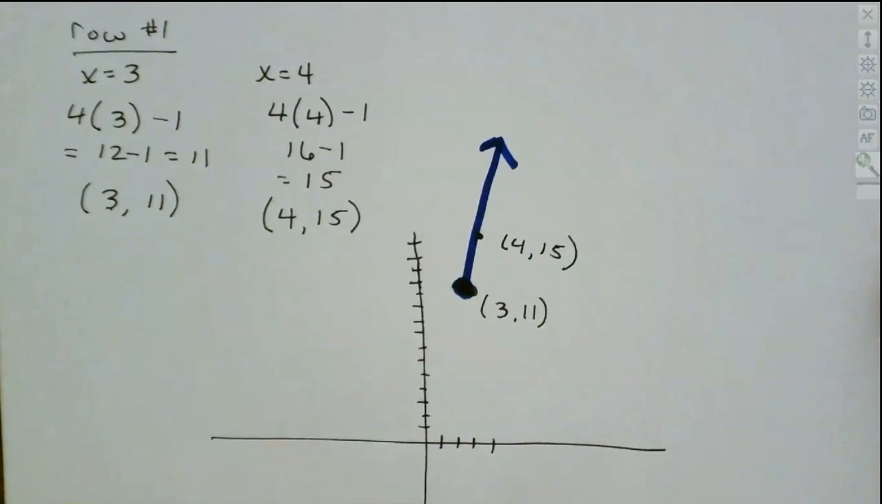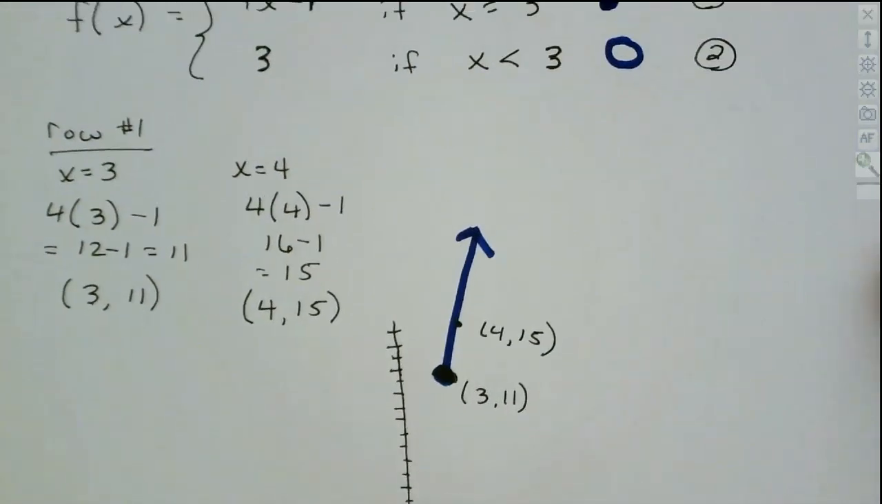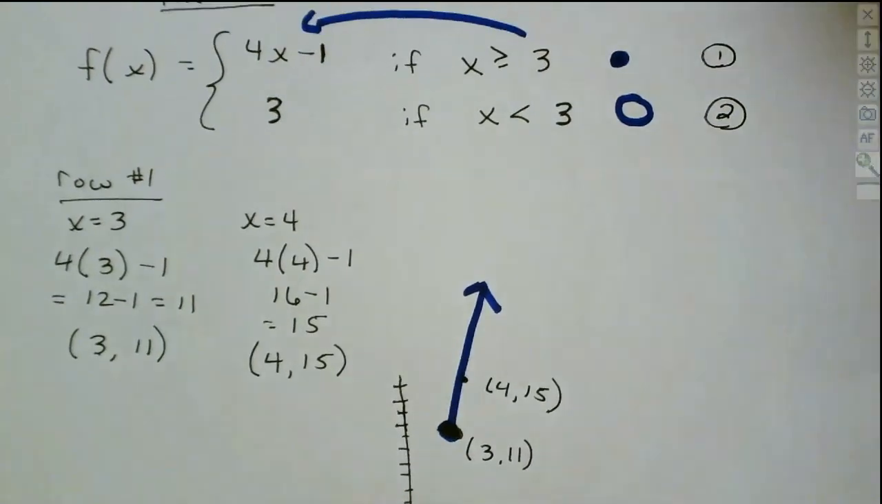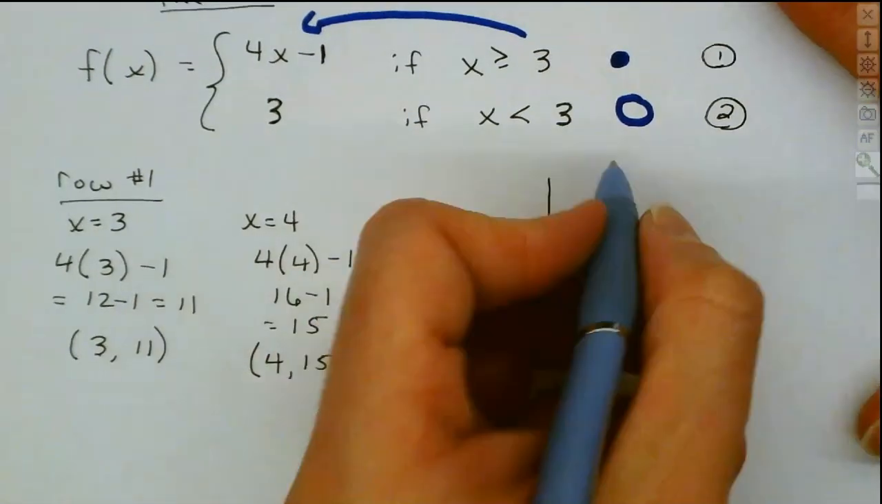Now, we need to get the other one. What about level 2 or row 2? It's pretty easy.